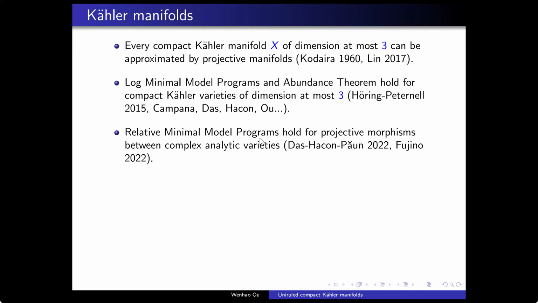For minimal model programs for general analytic varieties, it is known that minimal model programs hold for projective morphisms between complex analytic varieties. This is due to two groups of people: Das, Hacon, and Păun, and Fujino.